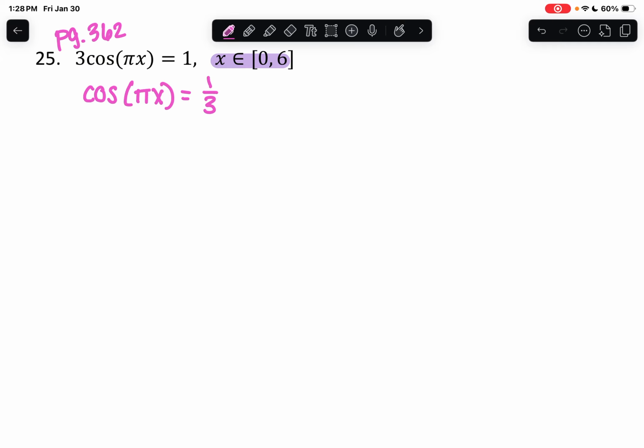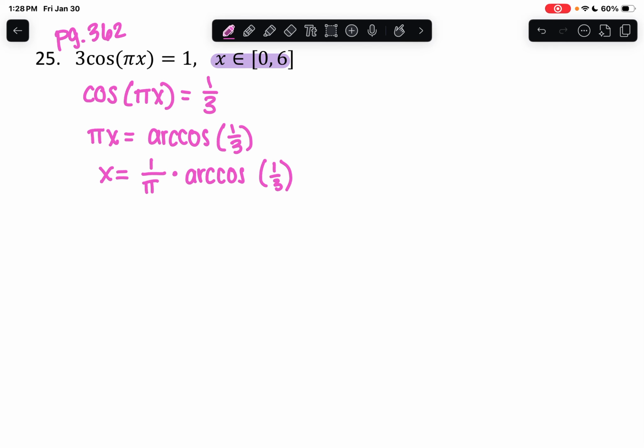Then we can take the arccosine of both sides, and we're just left with pi times x on the left, and then we have arccosine of 1/3. And then we can just divide by pi on both sides, and so then we're left with x equals, let's put 1 over pi times arccosine of 1/3. You could also just put arccosine of 1/3 over pi, but I think writing it this way might just be a little bit easier visually.